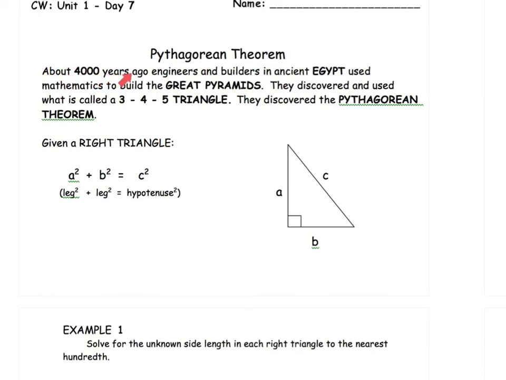It says about 4,000 years ago, engineers and builders in ancient Egypt used mathematics to build the Great Pyramids. They discovered and used what's called the 3-4-5 triangle. They discovered the Pythagorean theorem. So given a right triangle, a squared plus b squared is equal to c squared. The leg, which is what we call this piece right here, so a is considered a leg, b is considered a leg, and then c is considered this fun word, the hypotenuse.